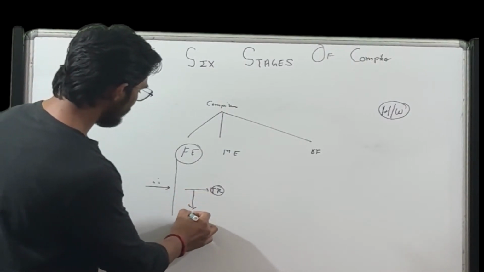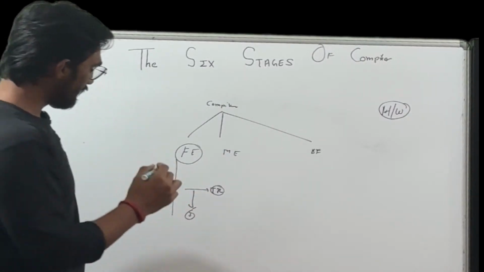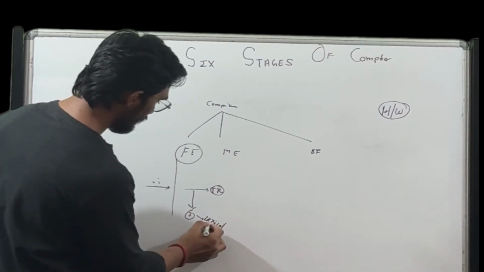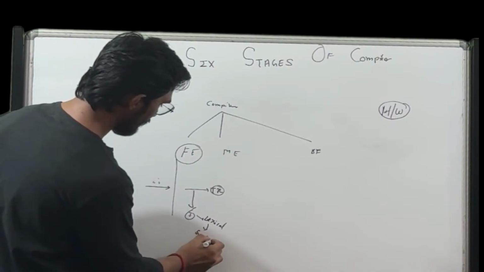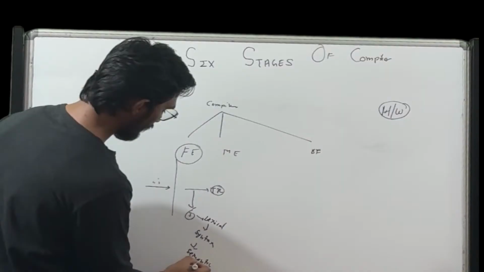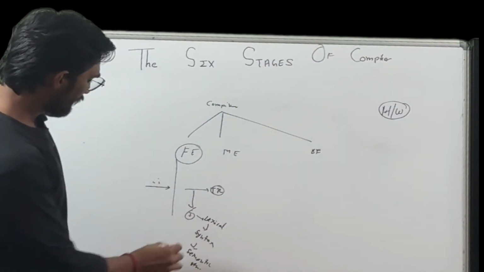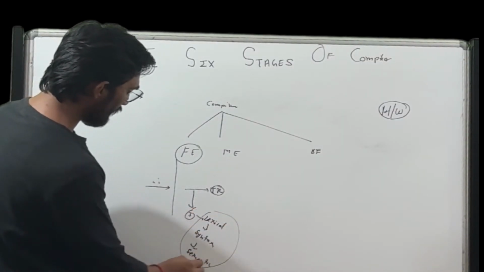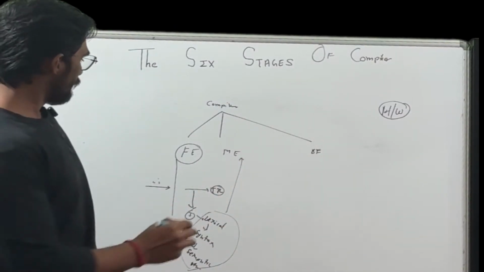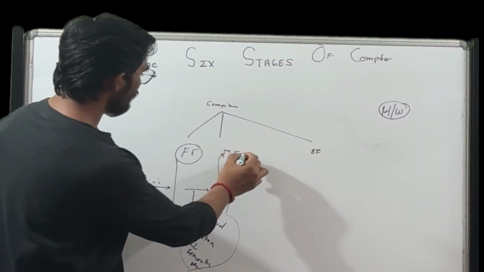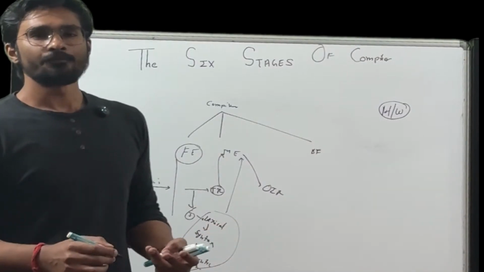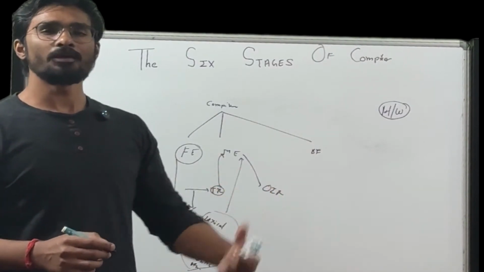How does the front end do that? It happens in 3 stages. What are the 3 stages? Lexical analysis, then syntax analysis, then semantic analysis. Once these 3 parts are done, we get to the middle end. In the middle end, what is the input? The input will be the IR, and we get what? Optimized IR.